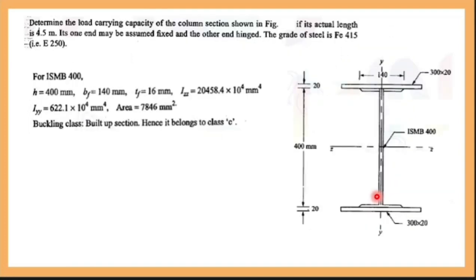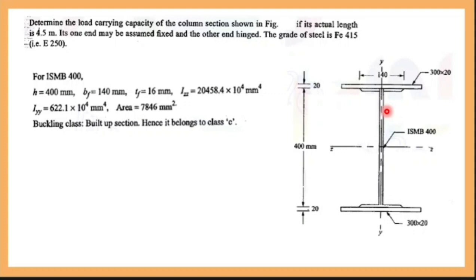You have to find the revised moment of inertia. How to find FCC? R is required. KL by R, that is the slenderness ratio, isn't it? What is R? Radius of gyration. You have the radius of gyration value for only the I section, not along with this plate, so you have to find R. Formula for radius of gyration: root of I by A. What is A? Cross sectional area. I is moment of inertia. So you have to use the least radius of gyration only.